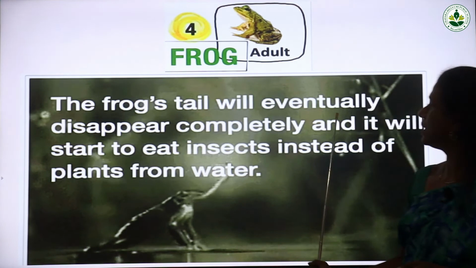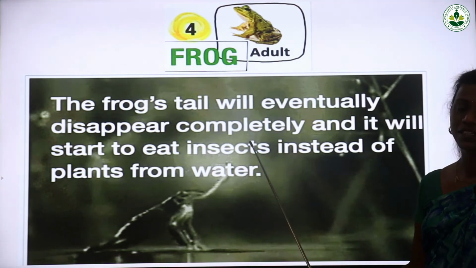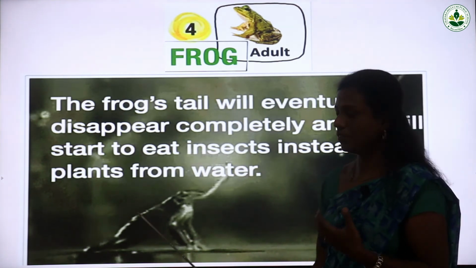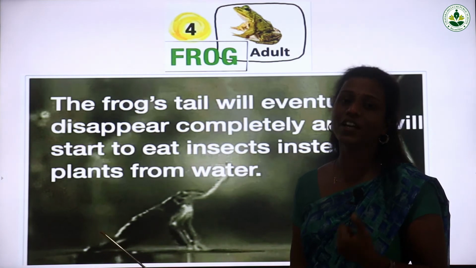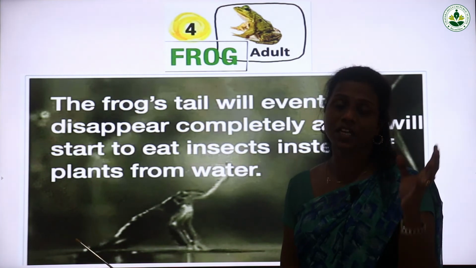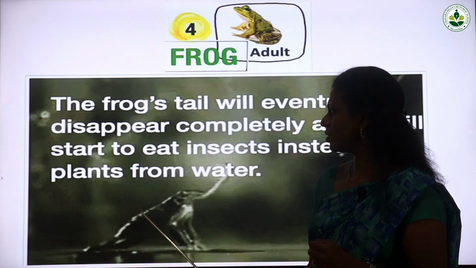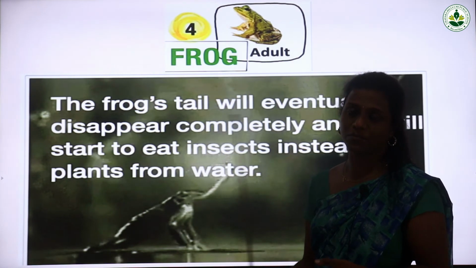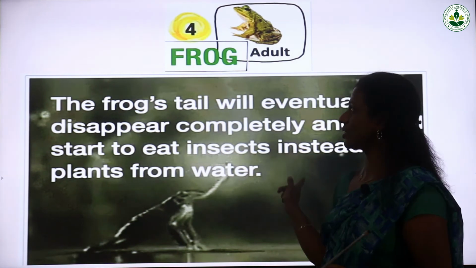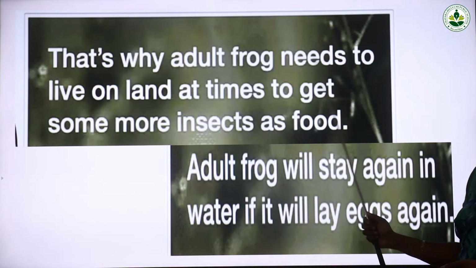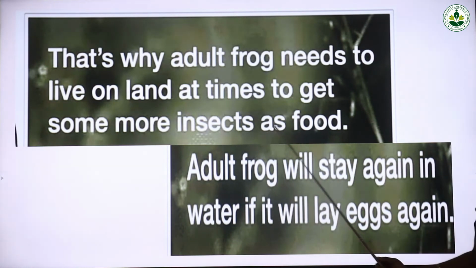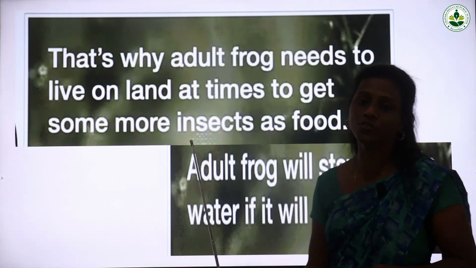The frog's tail will eventually disappear completely. So at that time, they will become a grown frog and they can eat insects from the atmosphere, and also it does not eat anything from the water at that time. It mainly catches insects. So that's why the adult frog needs to live on land at times to get more insects as food.